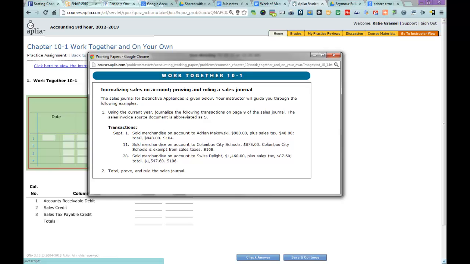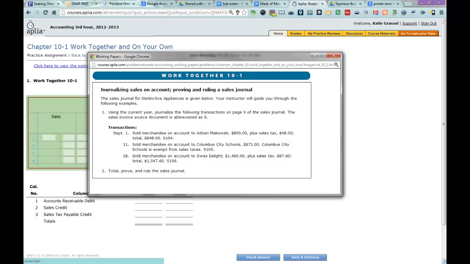Okay. All right. So let's look at this transaction. It reads, sold merchandise on account to Adrian Makowski, $800 plus sales tax, $48, total $848. So here's an example where they gave us the amount of the sales tax included. If we look up here in the directions, it says, using the current year, journalize the following transaction on page 9 of the sales journal. The sales tax invoice source document is abbreviated as S. If they did not give you the amounts of sales tax in the directions up here in the top that you read so closely, they will give you your sales tax percent.